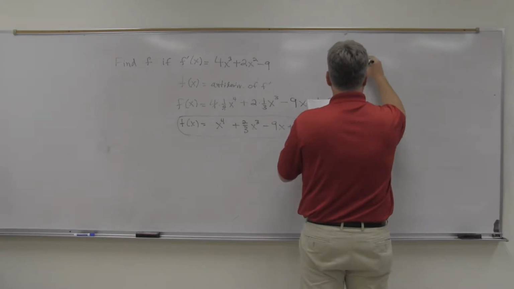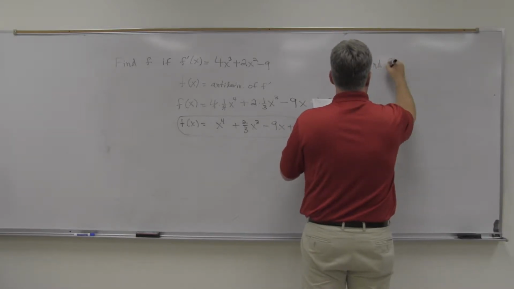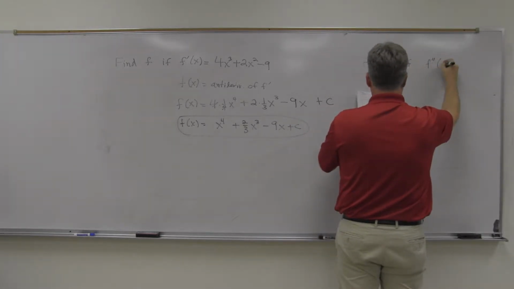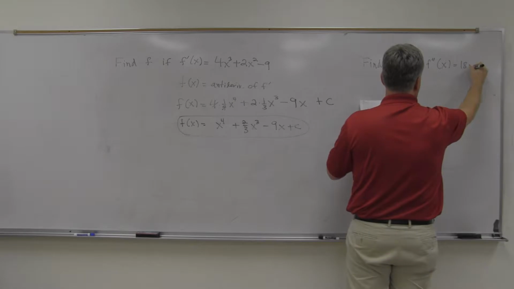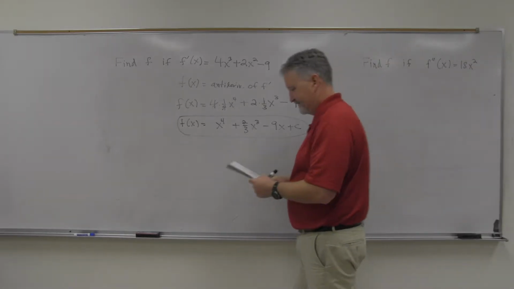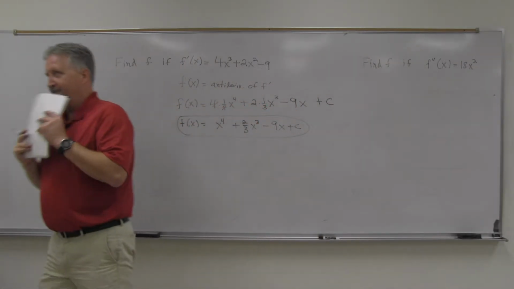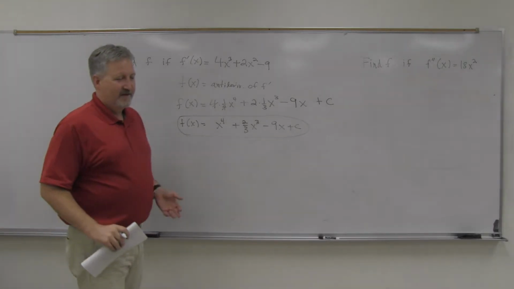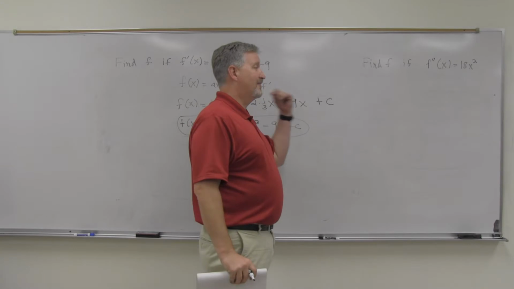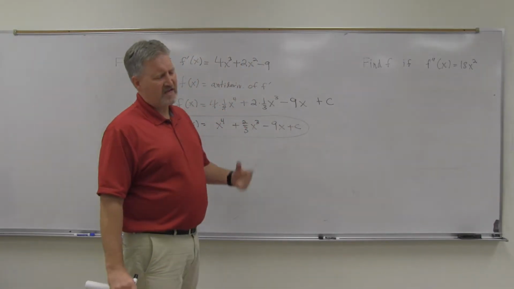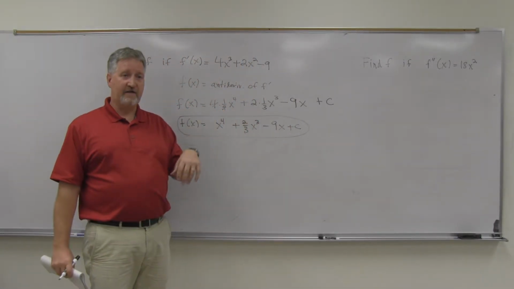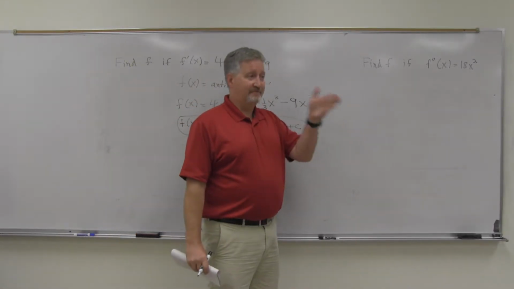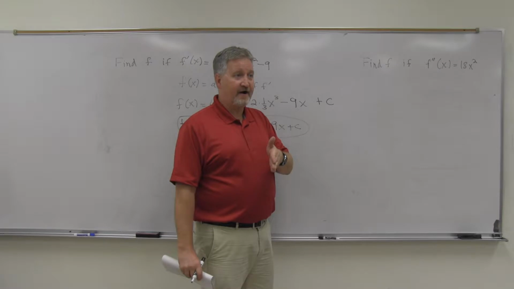Now, find f if f double prime of x equals 18x squared. In this case, we are given the second derivative. So what is that going to mean to find the function if you've got the second derivative? Well, basically what it means is I've got to back up 2 steps, right?